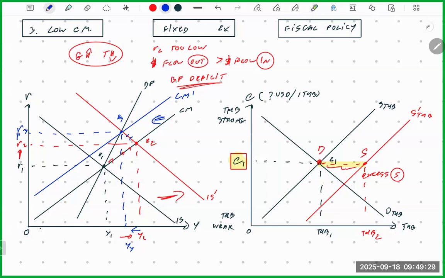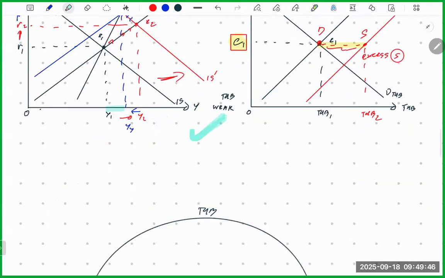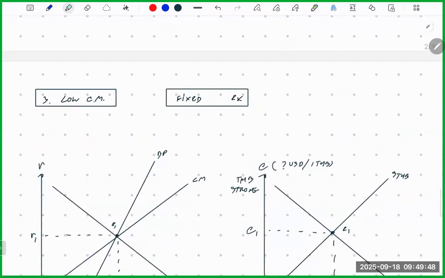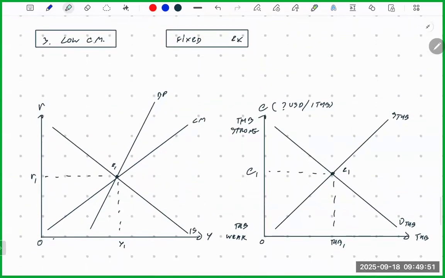Good. Can this case stimulate the economy? It can still stimulate the economy, but just a little bit. Y2 to Y3. Okay, still okay. However, we need to compare with the monetary policy. So next page, we focus on monetary policy.